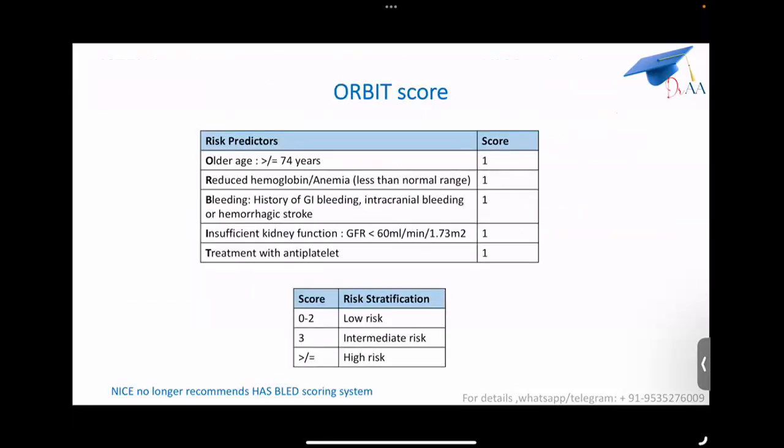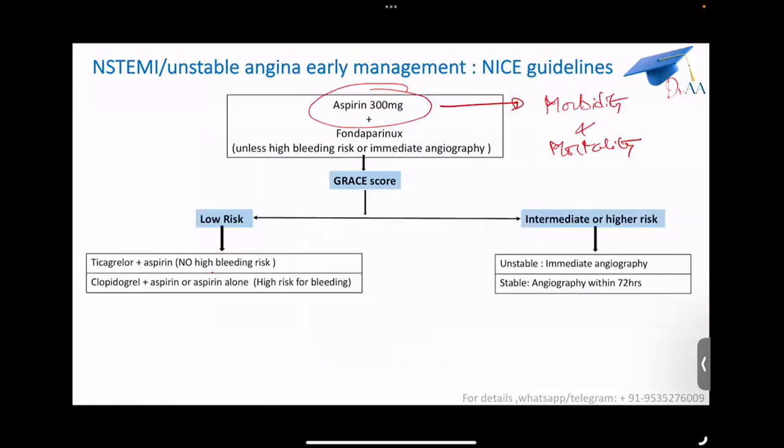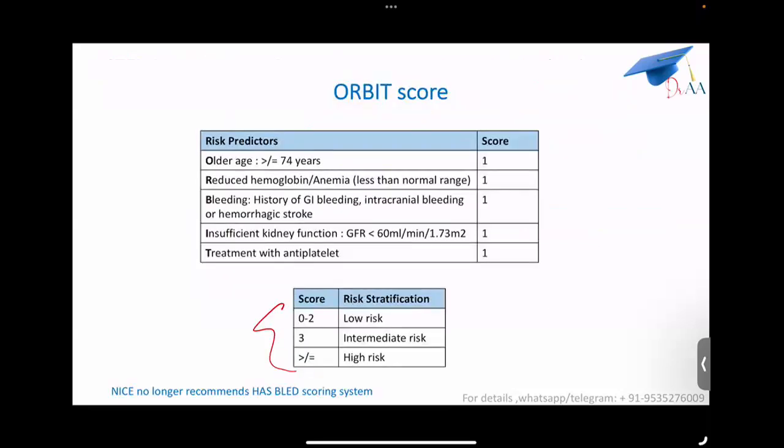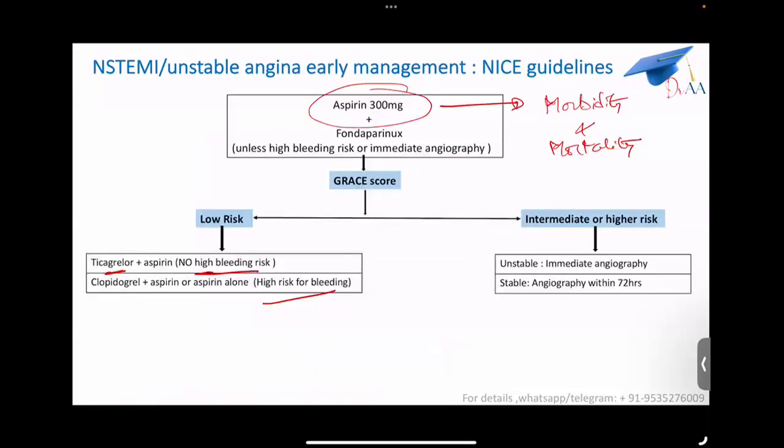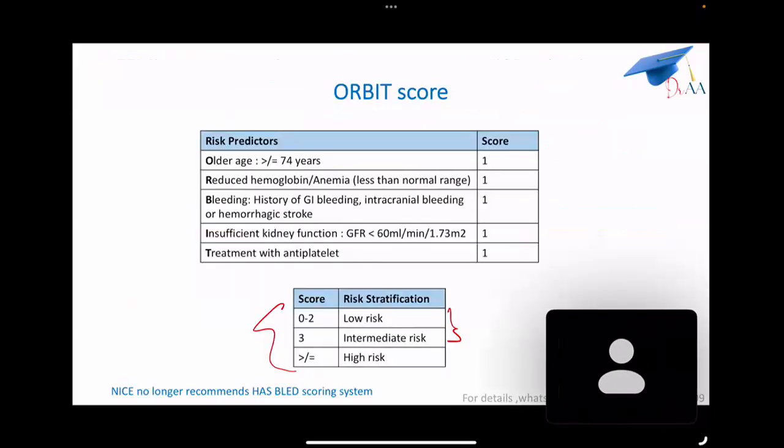Coming to the ORBIT score, it helps us classify here. I keep on telling that there is no high risk for bleeding. So if someone is low to intermediate risk, we tend to give the antiplatelet ticagrelor in STEMI. We tend to give clopidogrel if they're at high risk of bleeding, depending on the ORBIT score.